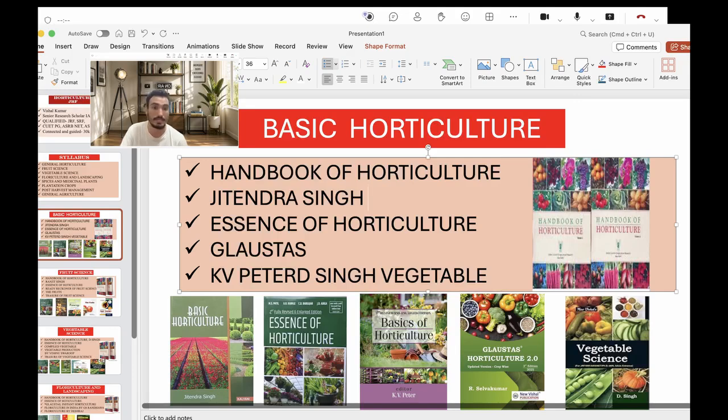Then we have Vegetable Science by Singh. This one is very important for vegetable introduction. If you are starting from early stages like second year or third year, you should definitely go with Vegetable Science by Singh. You can skip Essence of Horticulture if you are preferring the other book.